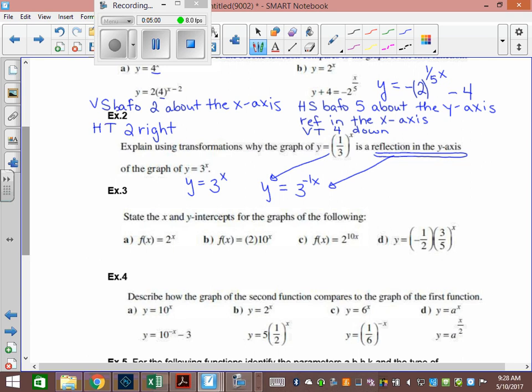Because you have a negative, you'd have to explain it in words. You'd have to say there's a reflection in the y-axis because the change is that there's a negative in front of the x, which means there's a reflection in the y-axis, right?